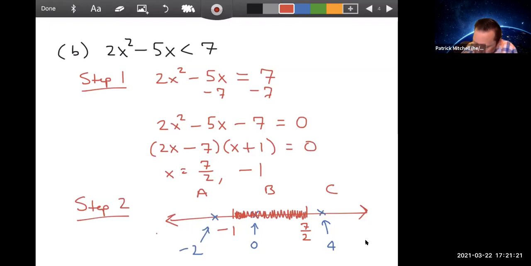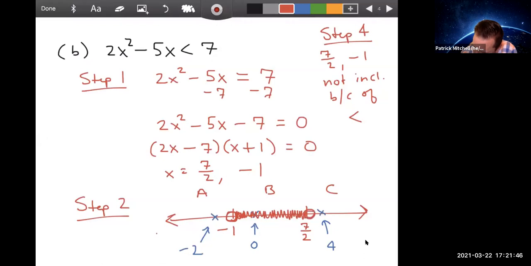Okay, so now we have to think about the boundary points. Once again, they are not included. Remember, the boundary points are 7/2 and -1. They are not included because of the less than, as opposed to a less than or equal. So again, I'm going to put round circles at those endpoints. And then when I go to write my interval, the interval is going to be parenthesis -1, 7/2 parenthesis.